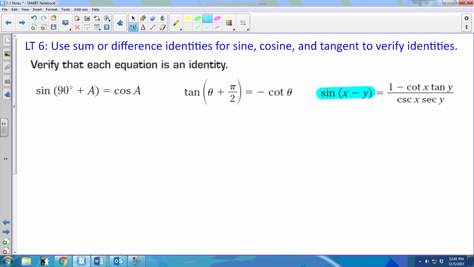Now this time we still have a difference identity, but we don't have any numbers in it. So we're not going to have to use the unit circle so much. What we need to do though, is rewrite sine of x minus y as the identity, so at least we know what we're trying to get to. Okay? So I'm just going to rewrite what the identity says. I'm trying to get to sine x cosine y minus cosine x sine y. That is what the identity says. So that is what I'm trying to achieve.